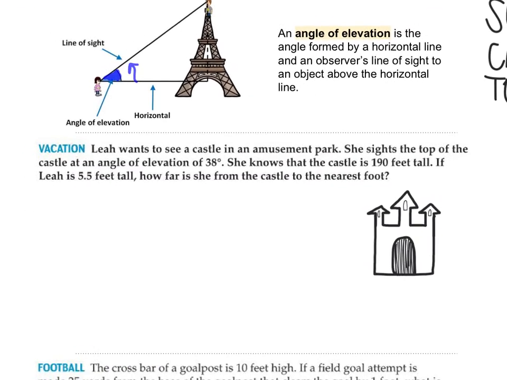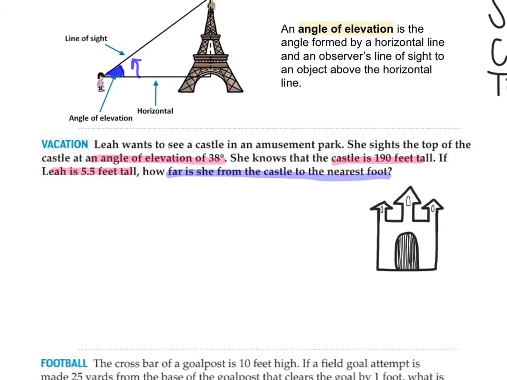On our first example, Leah is going on vacation. She wants to see a castle in an amusement park. She sights the top of the castle at an angle of elevation of 38 degrees. I'm going to go ahead and highlight that because that's probably important. The top of the castle is at 38 degrees. She also knows that the castle is 190 feet tall. If Leah is about 5.5 feet tall, how far is she going to be from the castle to the nearest foot?